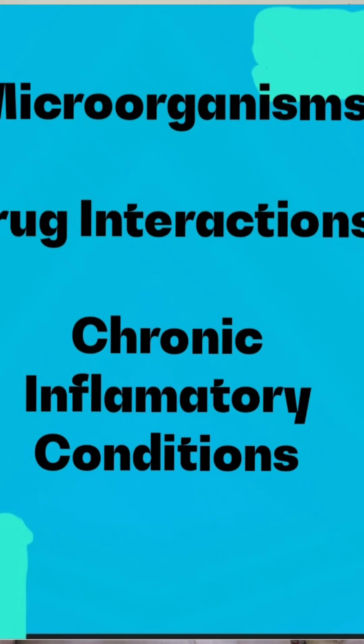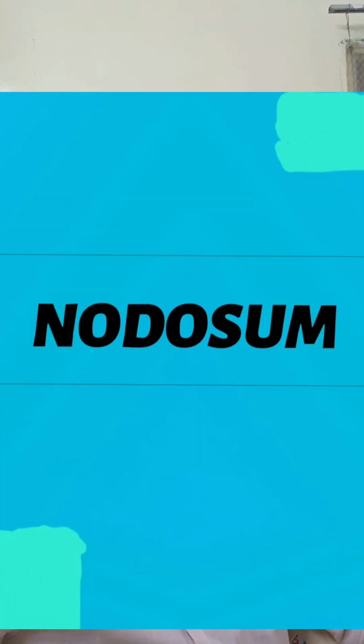Next, it may also occur in chronic inflammatory conditions like Crohn's disease, ulcerative colitis, Behçet's disease, sarcoidosis, etc. You can remember this very easily with this mnemonic. What is the mnemonic? NODOSUM. So NO stands for idiopathic, no cause. Most of this occurs due to idiopathic reasons.